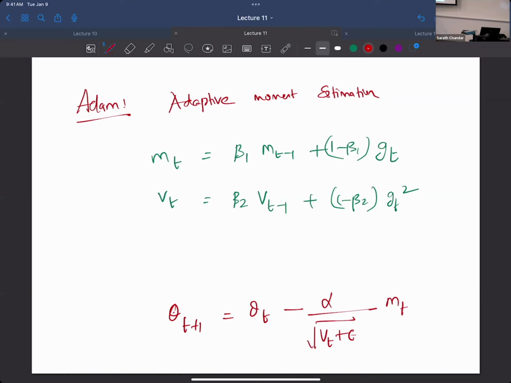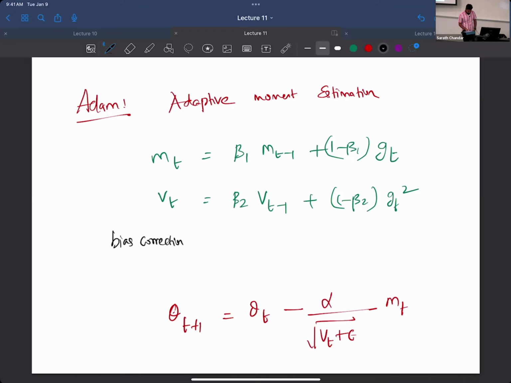This is the gradient squared. Yes. Now there is some sort of initial bias in estimating m_t and v_t because we set m_0 and v_0 to be all 0. The model is kind of biased towards the 0 vector. So the original Adam paper did some sort of bias correction.